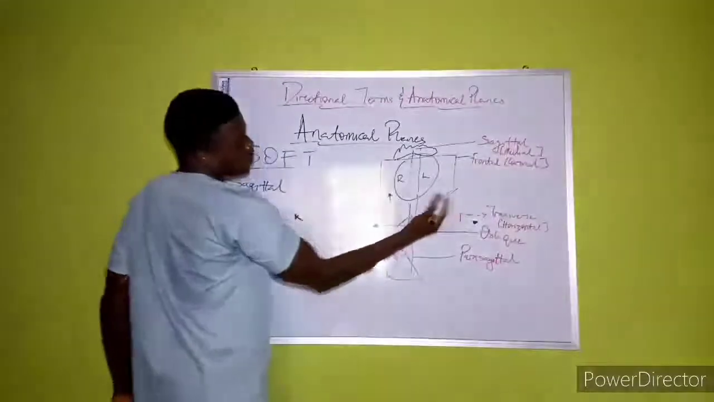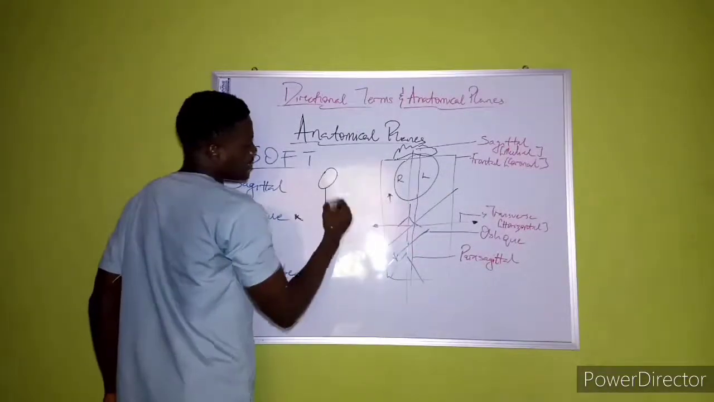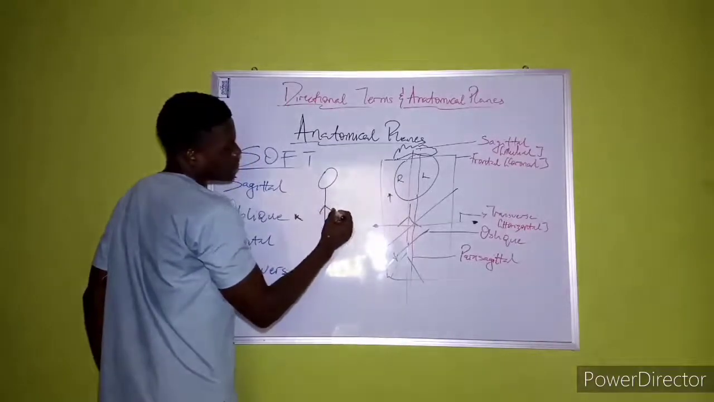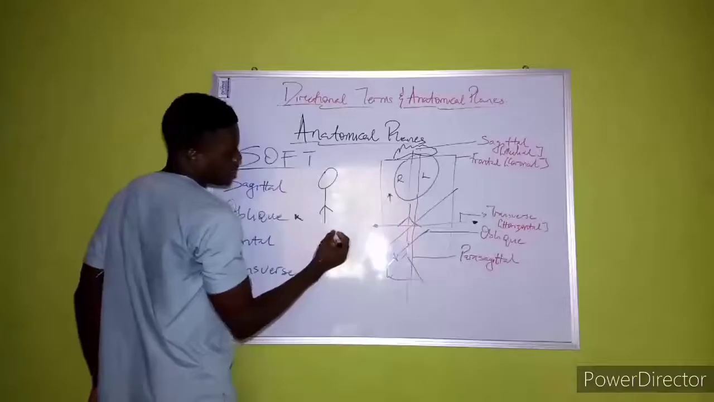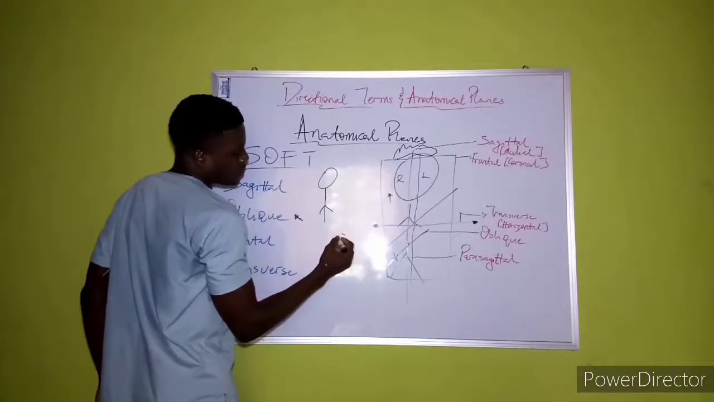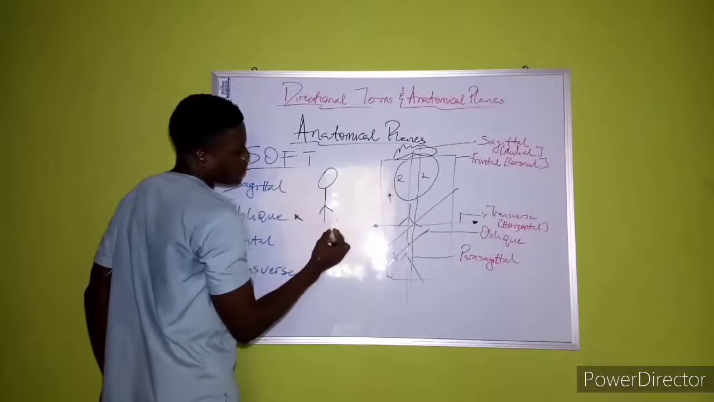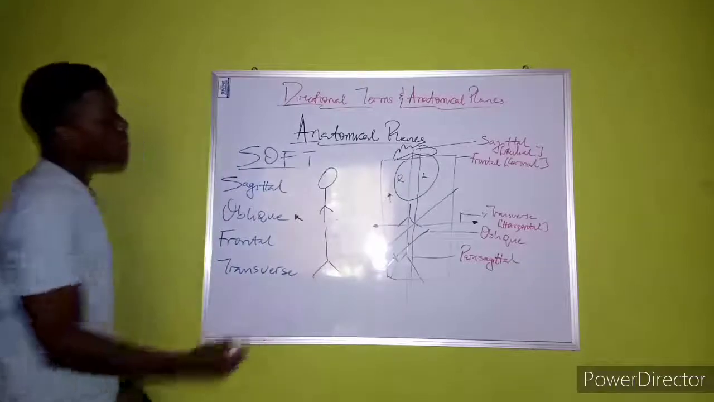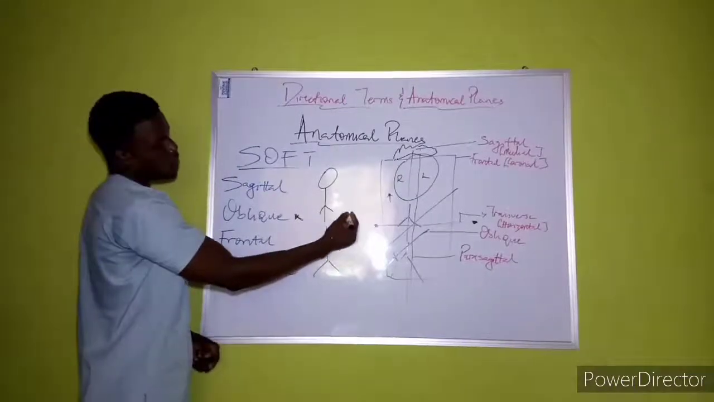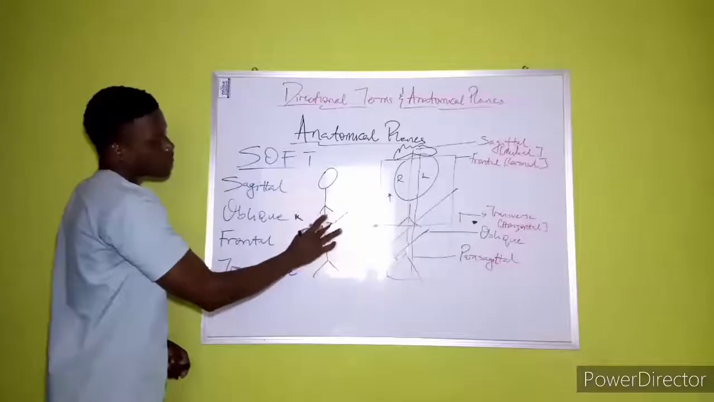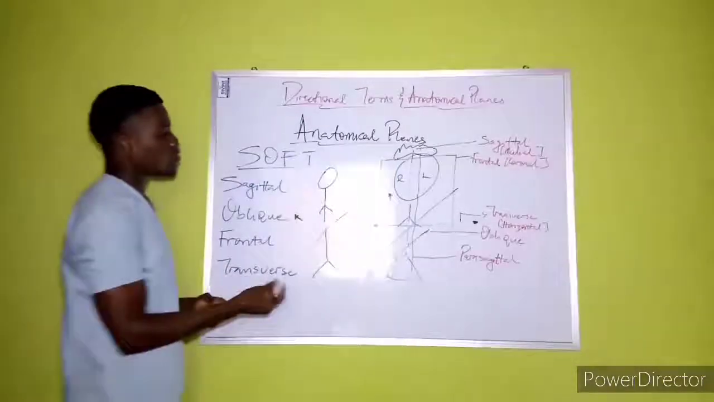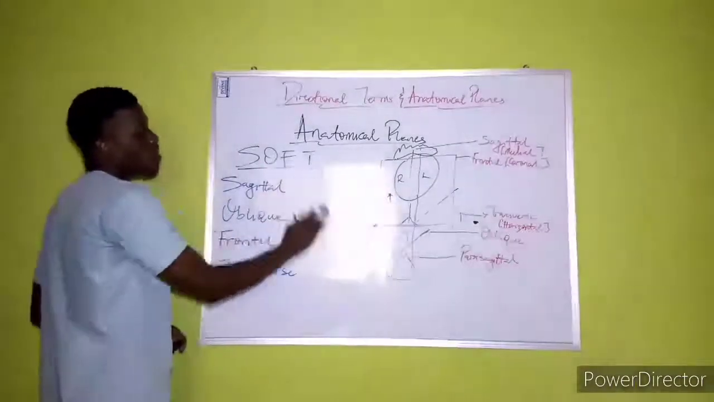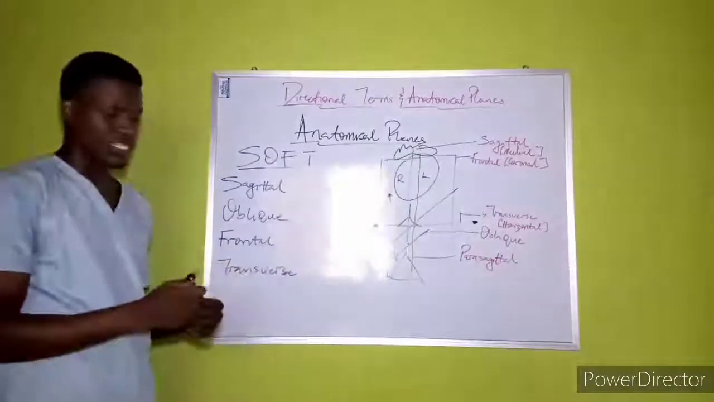So if we bring out the structure now, we have a superior part like this, and an inferior part like this. So we have something like this because of the cut going this way. You get it now? So this is how it would look. So these are the four anatomical planes which we've discussed in the video.